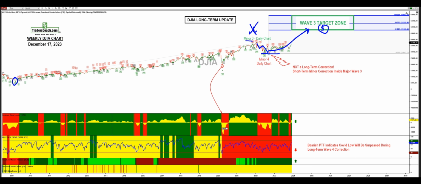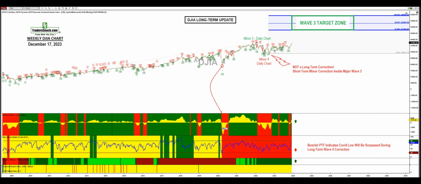So this minor 3 is from the daily, the minor 4 is from the daily, and then the 5th wave, wherever it ends in the target zone, will be the end of a major 3. And then we have to look out for a big correction at that point. So it's kind of interesting, all right?